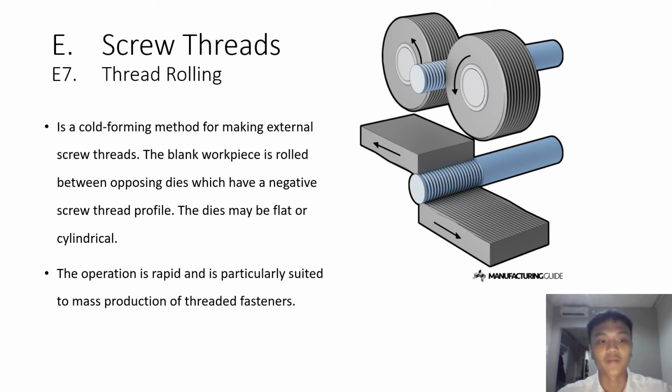The next one is thread rolling operation. Thread rolling operation is a cold forming method for making external screw threads. The blank workpiece is rolled between opposing dies which have a negative screw thread profile. The dies may be flat or cylindrical. This operation is rapid and is particularly suited to mass production of threaded fasteners.